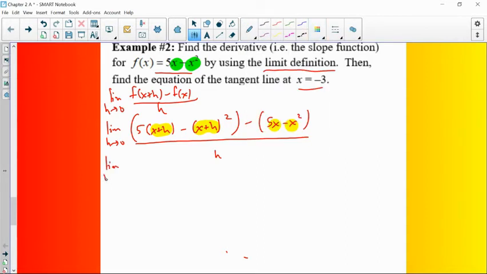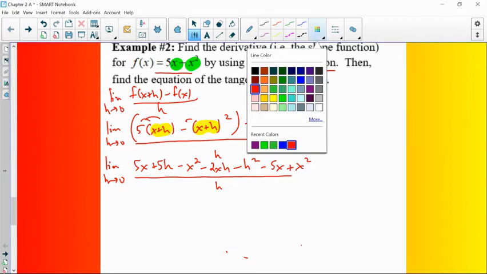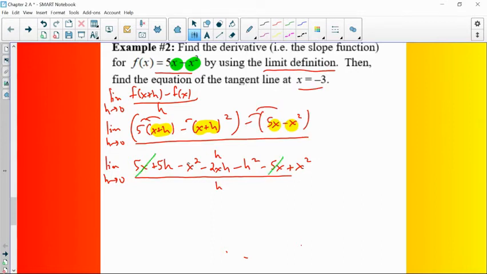So we need to hold our limit as h goes to 0. I can distribute this, so it's 5x plus 5h. And I'm going to distribute the negative while I square, so minus x squared minus 2xh minus h squared, and distribute minus 5x plus x squared all over h. And again, remember, we have a 0 over 0, so we're anticipating things to cancel, like 5x minus 5x, minus x squared, positive x squared.